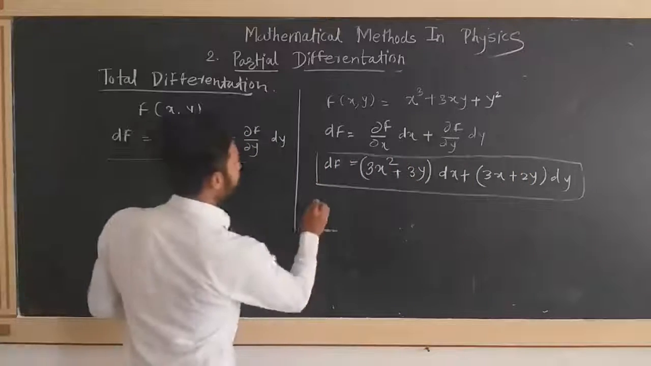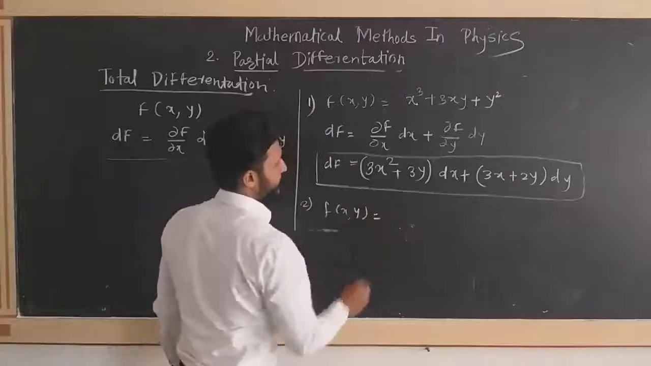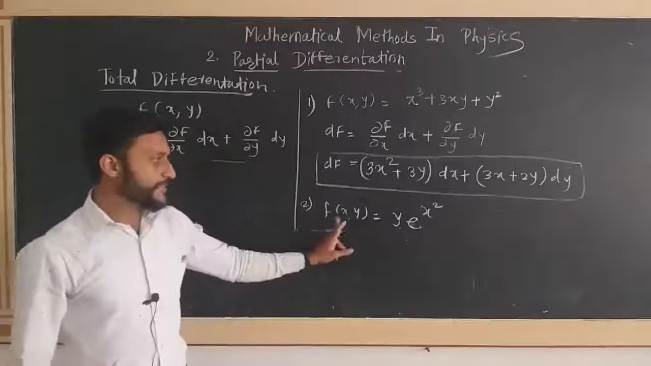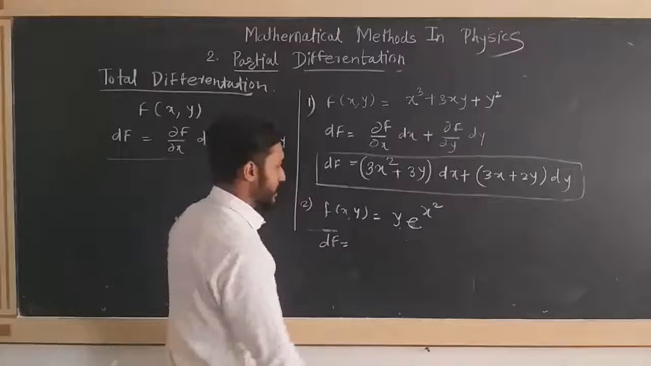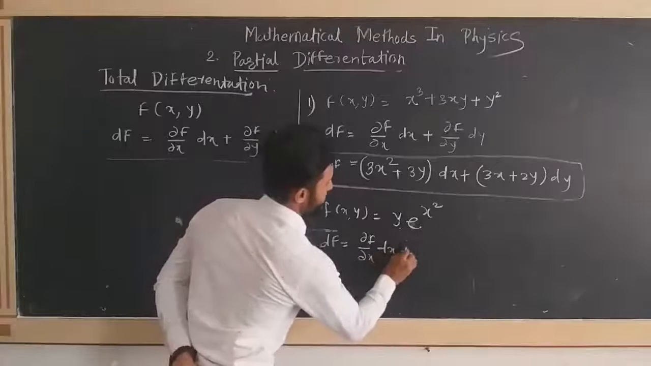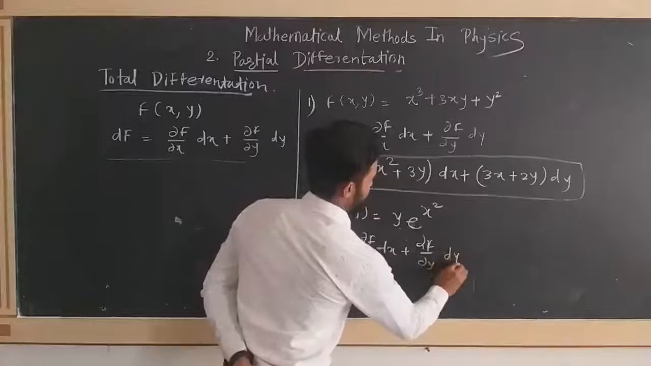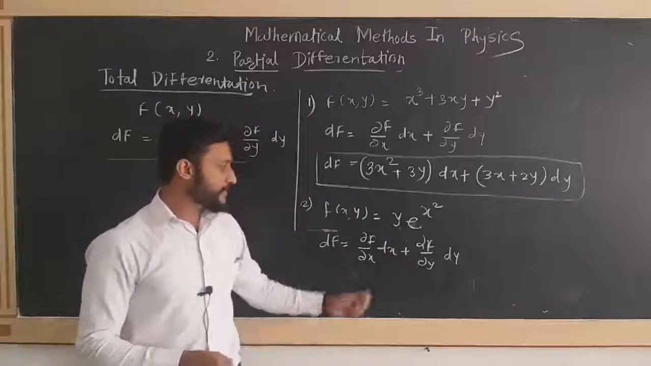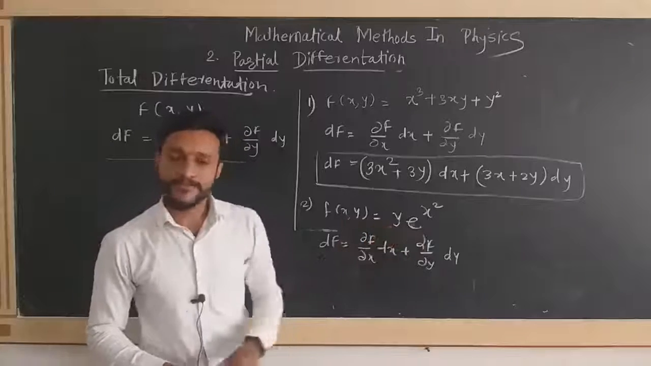One more problem. If f is a function of x and y, and the function is given by y e^(x²). Now f is a function of y and x, or x and y. So total differentiation can be obtained by differentiating ∂f/∂x dx plus ∂f/∂y dy. So differentiate this function with respect to x. We know how to differentiate this function partially. Keep one variable constant and differentiate the function with the other variable.